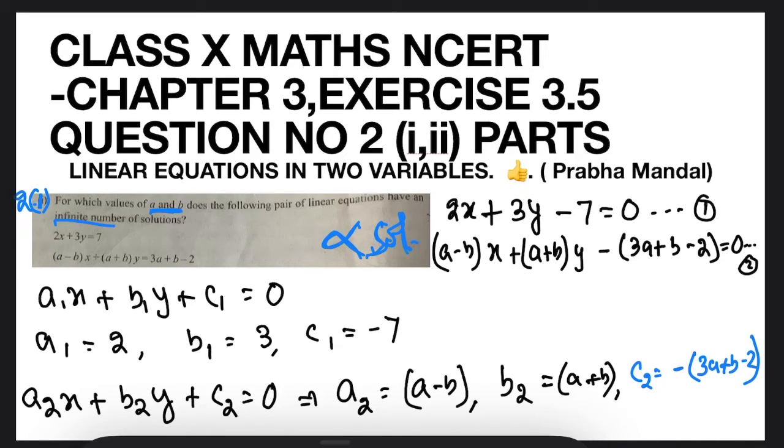What is our equation? 2x plus 3y equals 7. Another equation is (a minus b) into x plus (a plus b) into y equals 3a plus b minus 2. So, you see here, four variables are there: x is there, y is there, a is there, b is there. Then which ones will we take as variables?